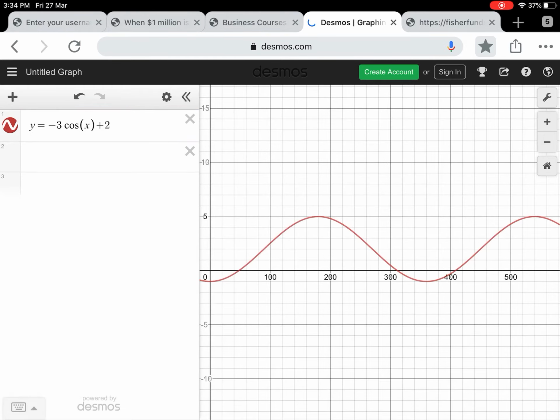So in fact, this graph here, which looks like a sine graph, is not. It's a negative cosine graph. So this one is going to be y equals negative 3 cosine of x plus 2. Tricky.